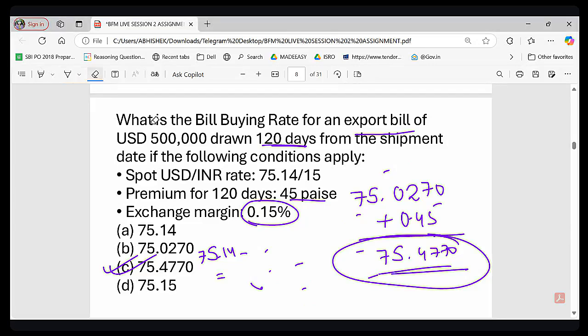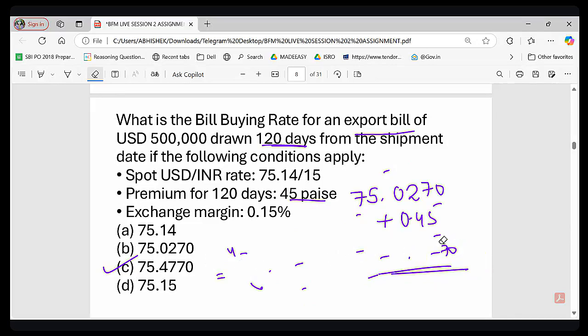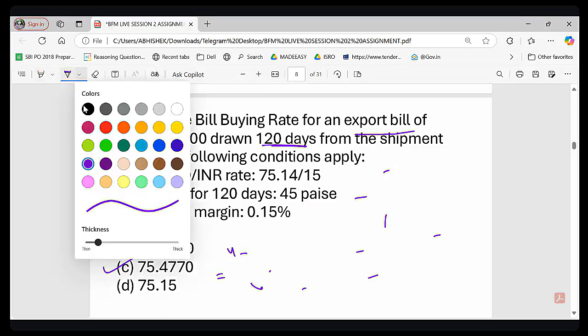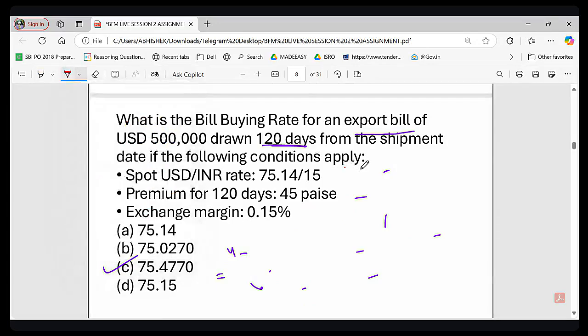Now let me explain. Here is a quick recap of this particular question. There is a way to solve such type of problem. The first thing you need to do is to identify the transaction type, which type of transaction it is. Here the bank is buying USD, and now we will use the lower spot rate, which is 75.14 in this case.